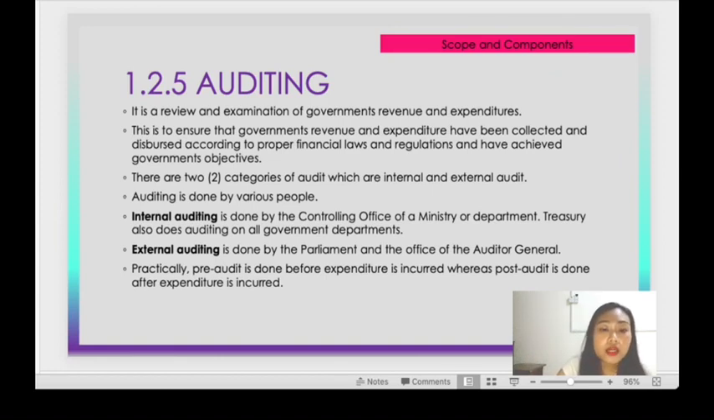So there are two types of auditing. The first one is the internal auditing, which is done by the controlling office of a ministry or department. Treasury also does auditing on all government departments. And then the second type of auditing is the external auditing, which is done by the Parliament and the Office of the Auditor General.